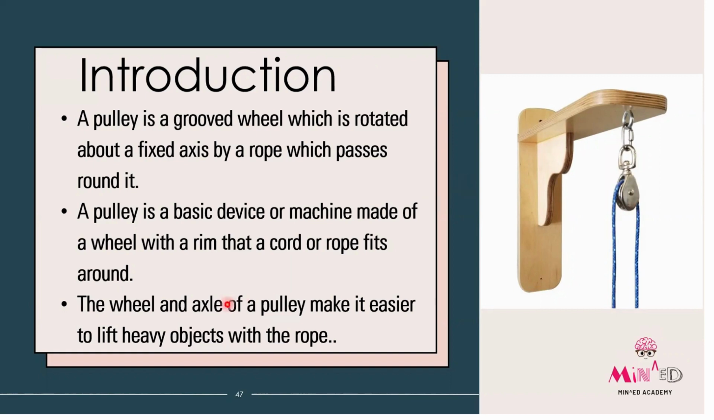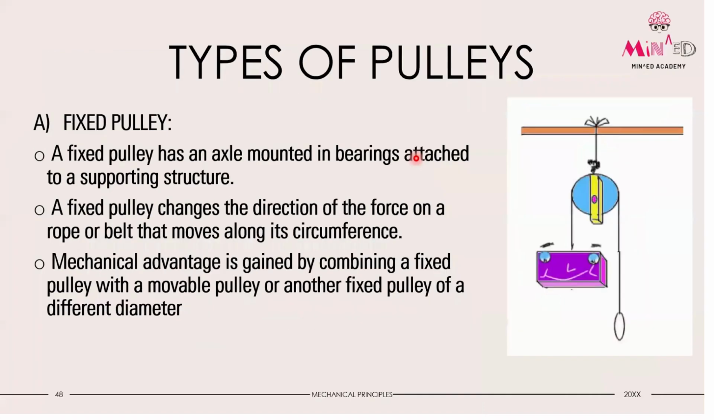Then the wheel and axle of the pulley makes it easier to lift heavy objects with the rope. Okay, so with the help of wheels, we can lift up heavy objects quite efficiently using ropes, like we use a wheel while pulling water from the well. Okay, so types of pulley.